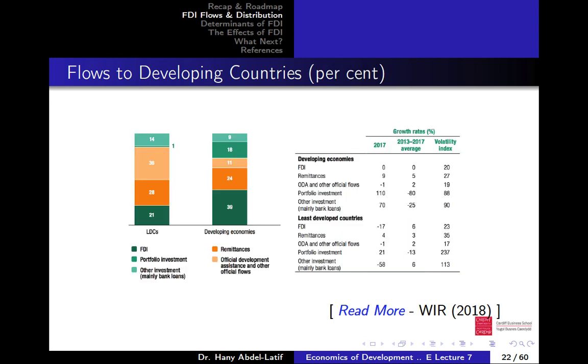This shows you the composition of this, to give you an idea of how much goes to developing economies. About 39% of capital flows to developing countries, so nearly 40% here, is FDI. The rest, remittances is 24%, and this one 11%, the ODA. In least developed countries, which are the poorer or smaller countries, FDI is still important, it's 21%, but I think this is remittances. Yeah, remittances is probably a bit more important there, but in general, for most developing countries, FDI is more important.